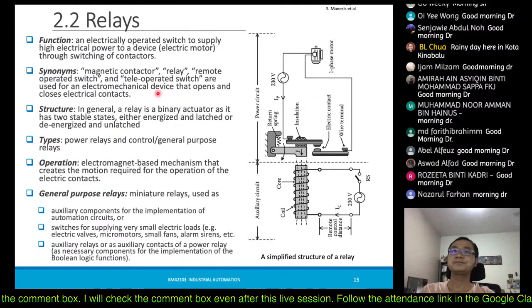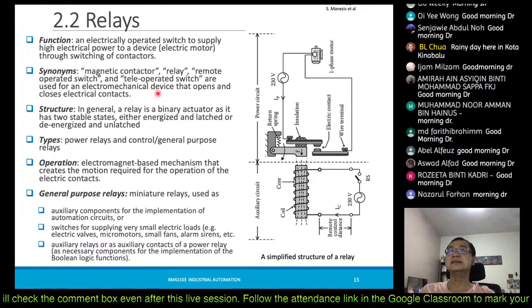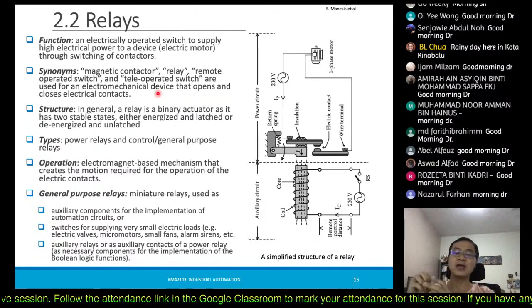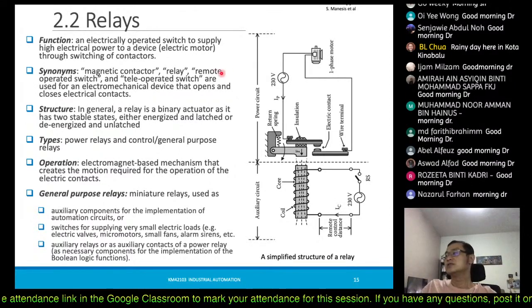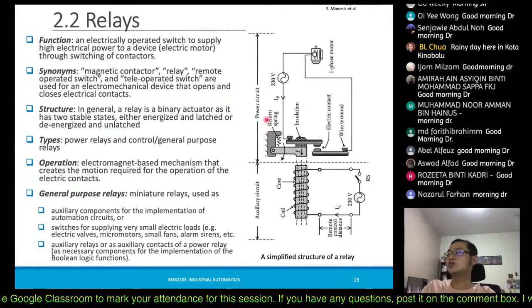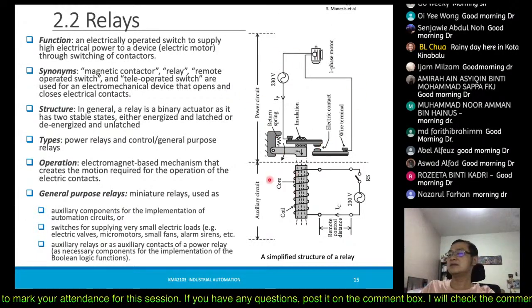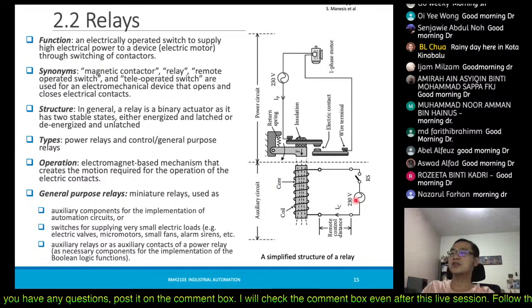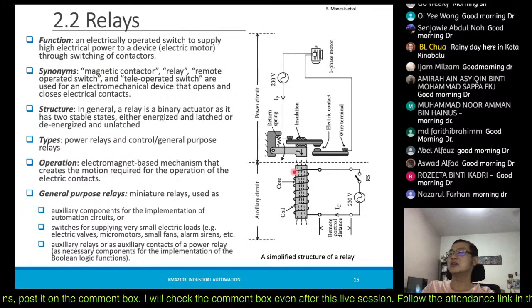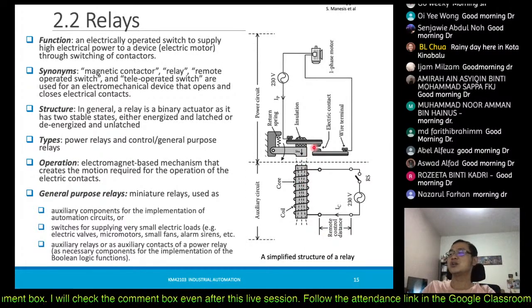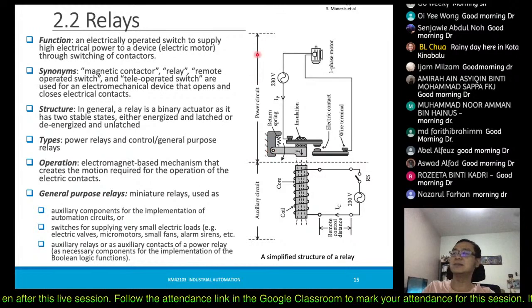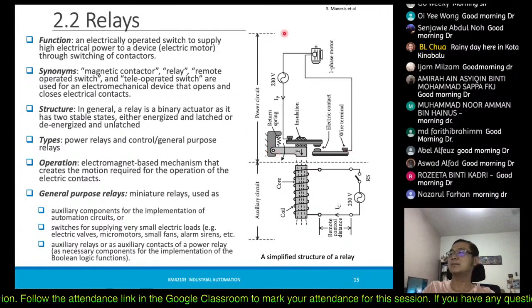automation setup. You will have a power part and another part as the control part. The control part is how you can use a small voltage or current to actually operate this switch, whereas this switch will control the bigger power part, the power circuit.